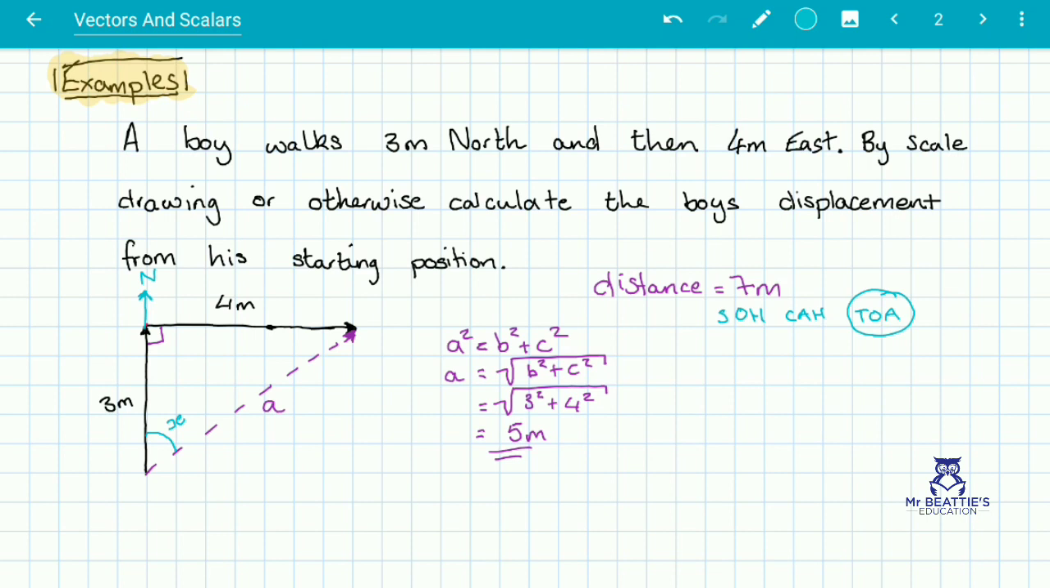Okay, so our equation here, tan of x is equal to opposite over adjacent, and so x is equal to tan to the minus 1 of opposite being 4, adjacent being 3. And then what you're going to do with that is you're going to pop it in a calculator.